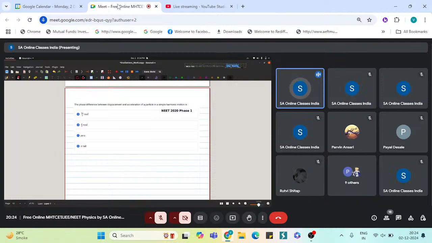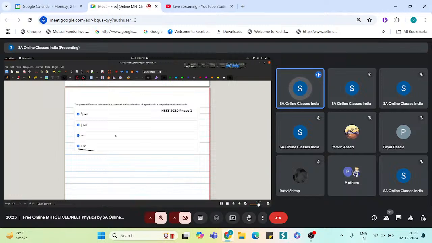This one is pretty simple, like a conceptual question. They just ask you the phase difference between displacement and acceleration of a particle in simple harmonic motion. And we have directly seen the answer to this question. The answer should be pi rad.